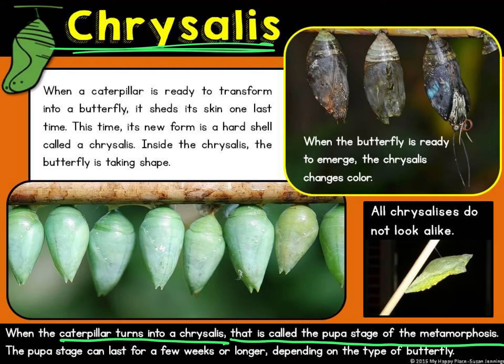So when a caterpillar, this is important right here, when a caterpillar is ready to transform into a butterfly, it sheds its skin one last time, and that's called a chrysalis.